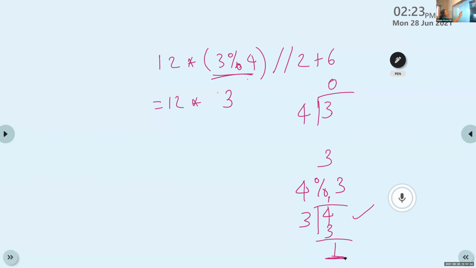So 4 mod 3, the remainder is 1. But here it is 3 mod 4. 3 mod 4 means we have to divide 3 by 4. In this modulo operator, there is no fractional part representation. We have to find only the remainder from this division. So 3 by 4, the remainder is 3. Quotient is 0. So the result is 3. Then it is floor division 2 plus 6.